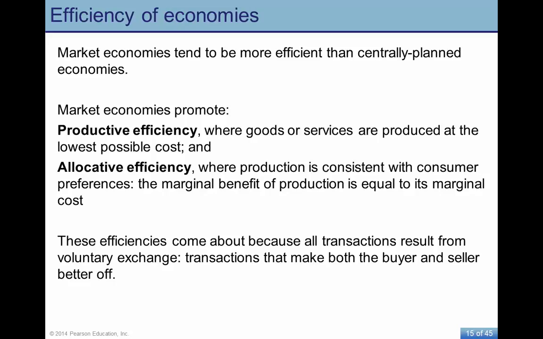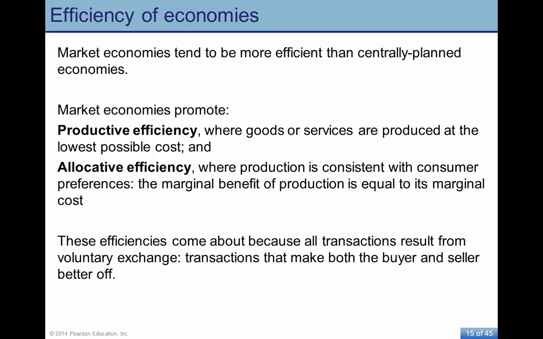Efficiency of economies. Market economies tend to be more efficient than centrally planned economies because market economies promote productive efficiency and allocative efficiency. Productive efficiency is where goods and services are produced at the lowest possible cost, and allocative efficiency is where production is consistent with consumer preferences, so the marginal benefit of production is equal to its marginal cost.